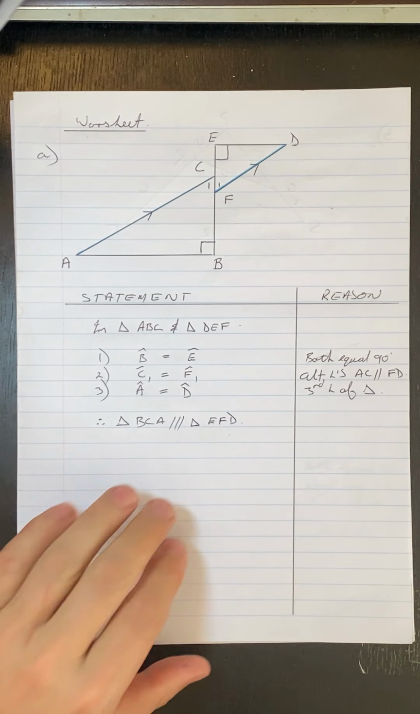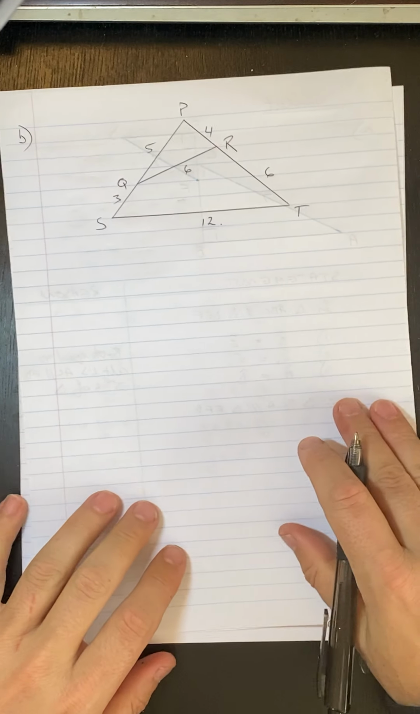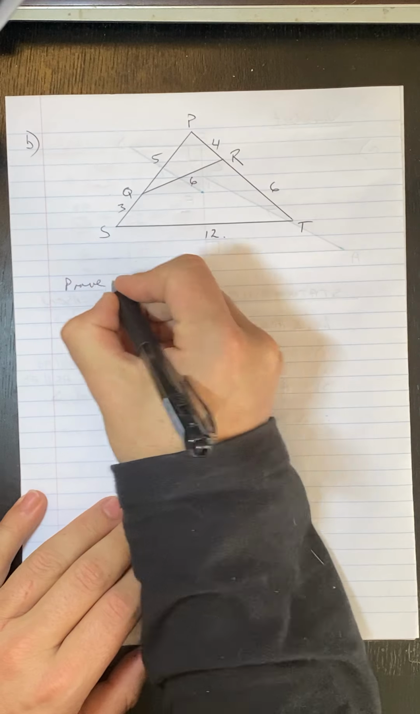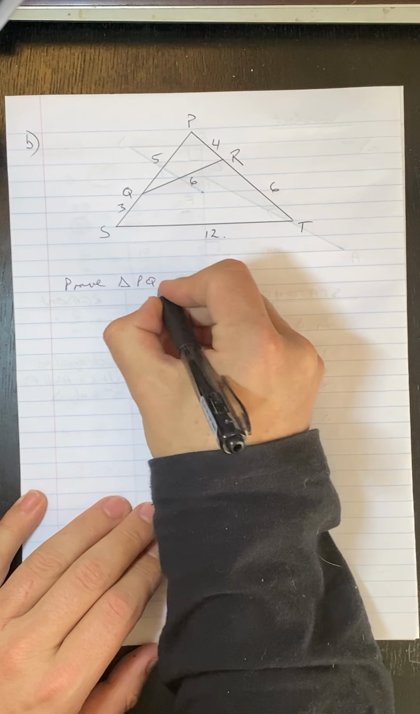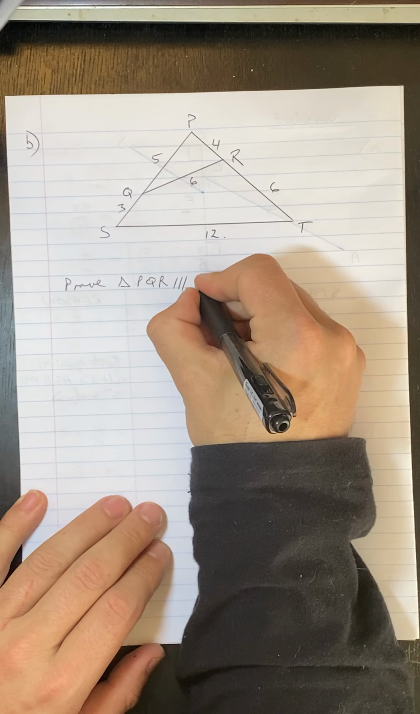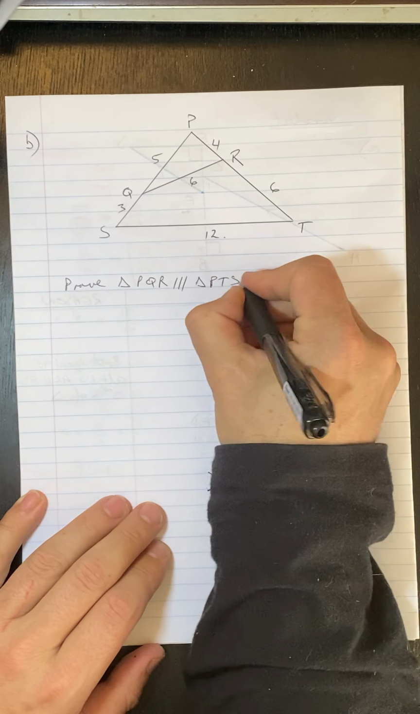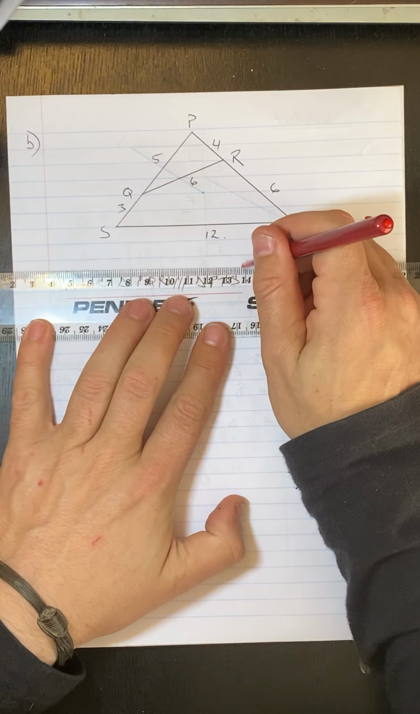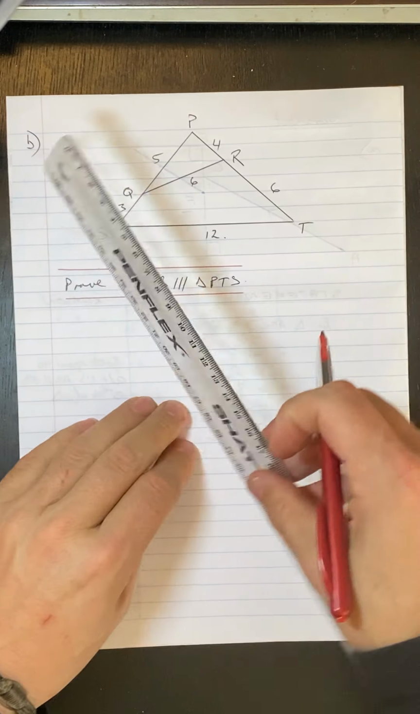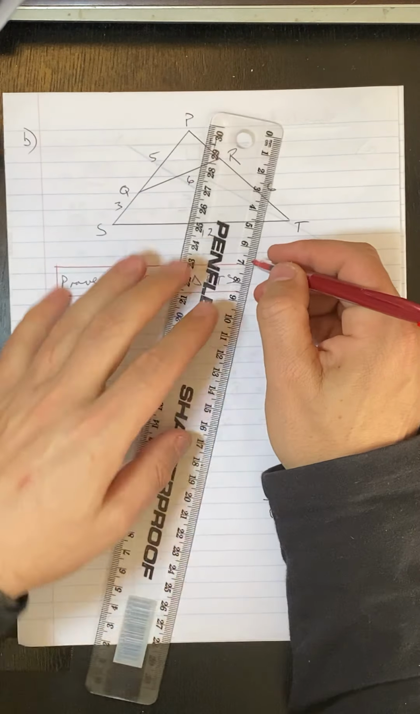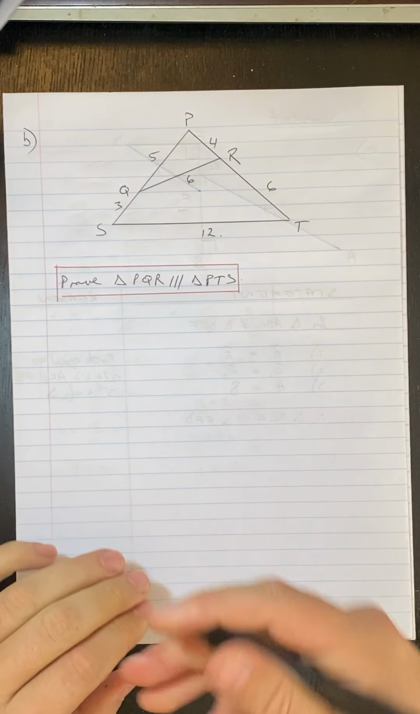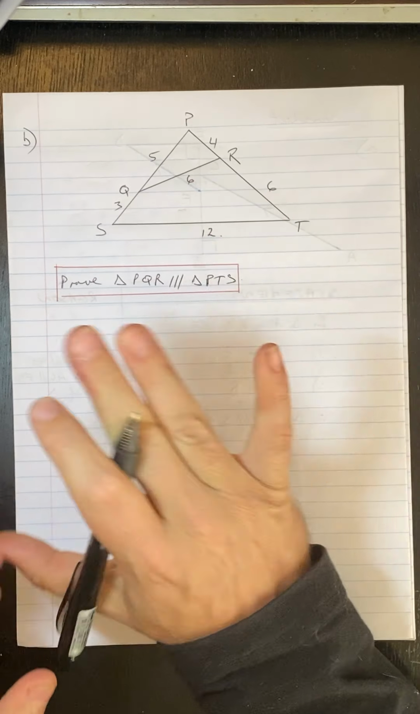All right, question B. Question B is asking us to prove that triangle PQR is similar to triangle PTS. So I just want to put this down as a note. That's what they're asking us to prove. They're going on to say, reasons need not be given. And we have been given a whole bunch of lengths here for all these sides. So I'm just going to draw a very rough thing, it doesn't have to be perfect, of the two triangles.